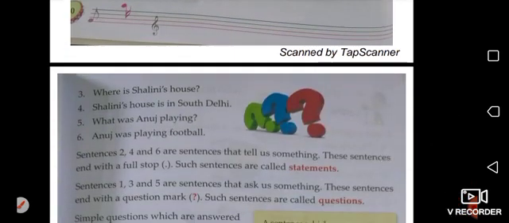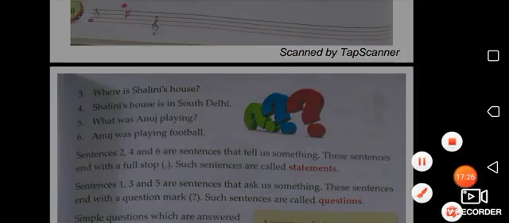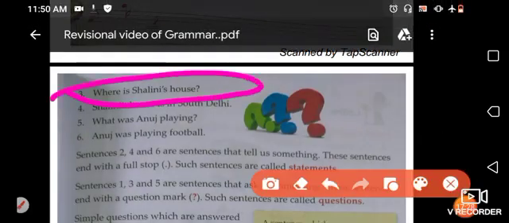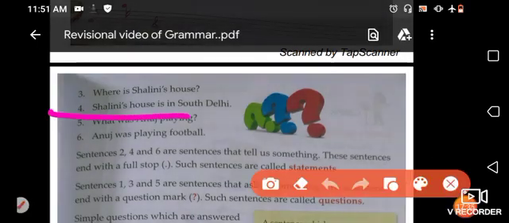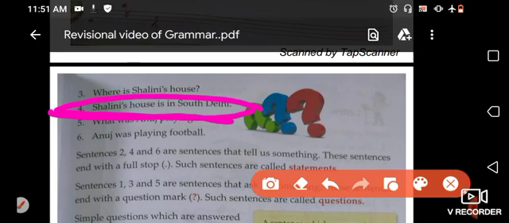Third one is: where is Shalini's house? Again, it is an interrogative sentence because this is asking a question. Fourth one is: Shalini's house is in South Delhi. Okay. So this is the statement.